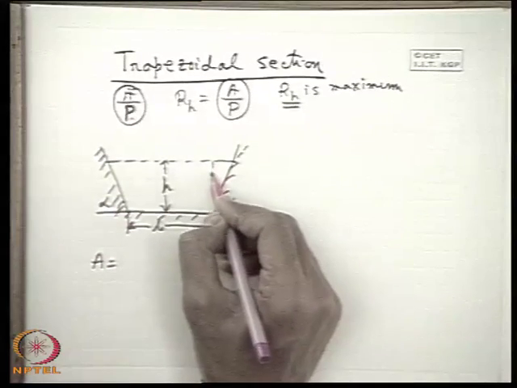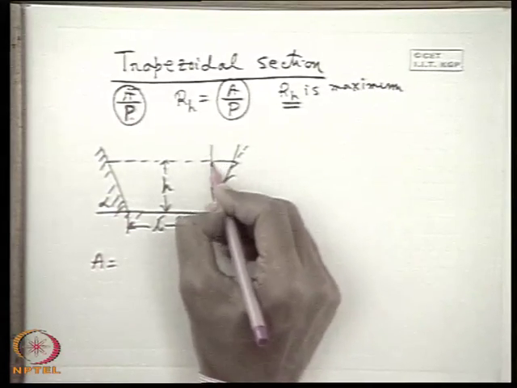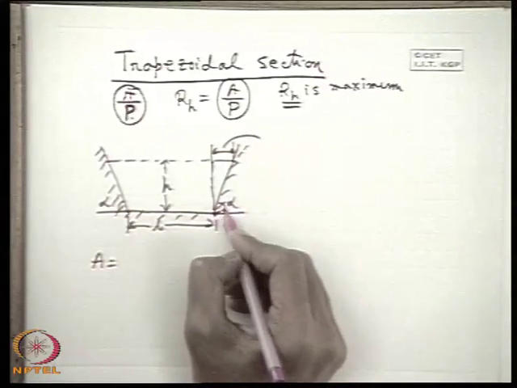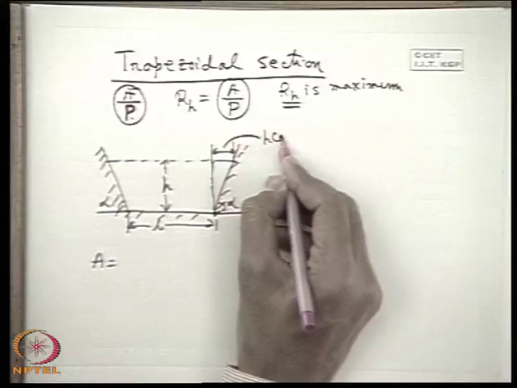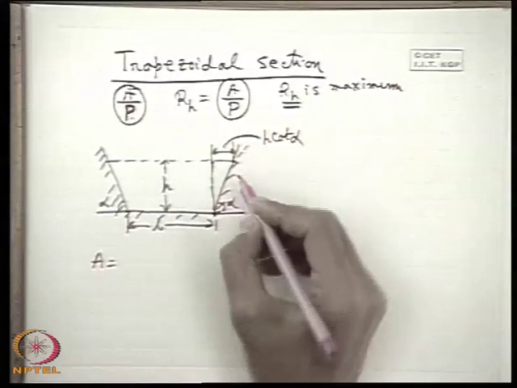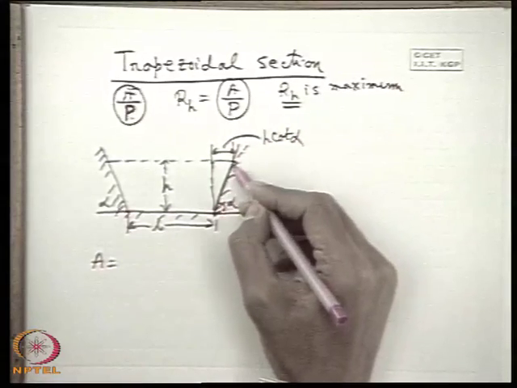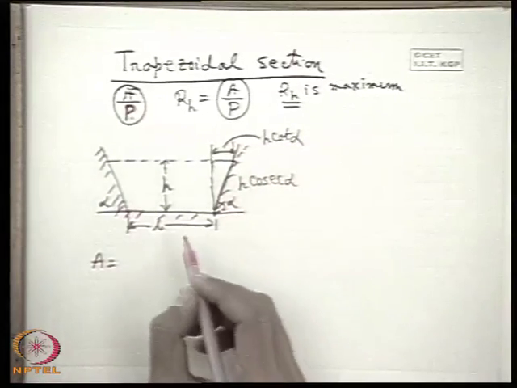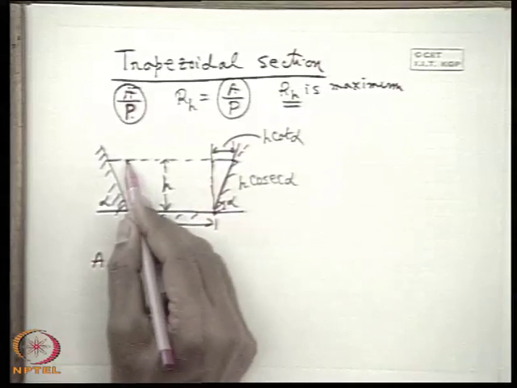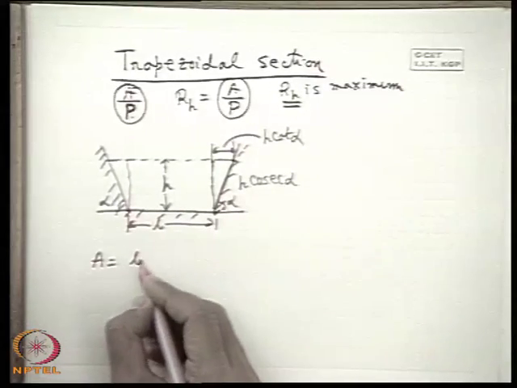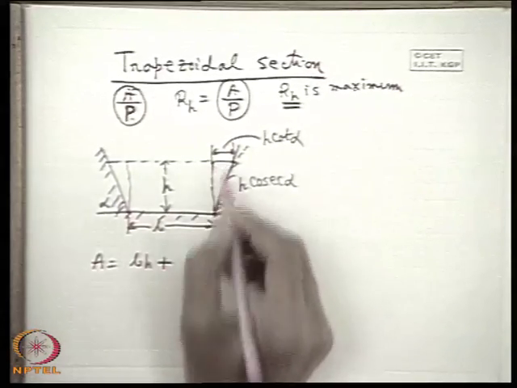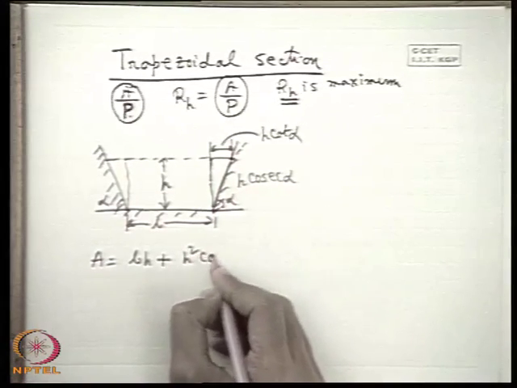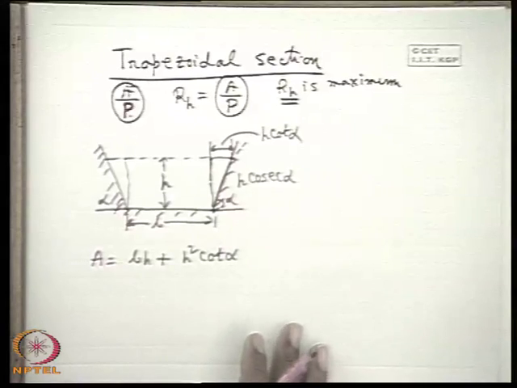Now we see that if we make a perpendicular here, from the geometry, this is H, this is alpha, so this is H cot alpha. Similarly, the length of this side is H cosec alpha. So area is B into H, that means the rectangle B into H, plus the two triangles, that means H square cot alpha plus H square cot alpha.